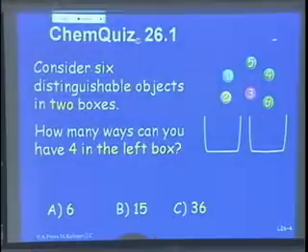So now let's do a little bit of statistics. We have 6 distinguishable objects. These are 6 billiard balls or whatever. They have 1, 2, 3, 4, 5, 6. How many ways can you have 4 in the left box?